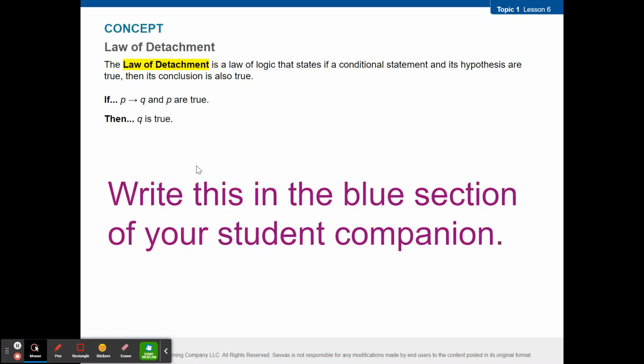Again, write this in your blue section, the law of detachment. The law of detachment is a law of logic that states if a conditional statement and its hypothesis are true, then its conclusion is true. So here is the actual logic behind it. If P goes to Q, or the hypothesis goes to the conclusion, that's your conditional, and the hypothesis is true, then the conclusion is true.